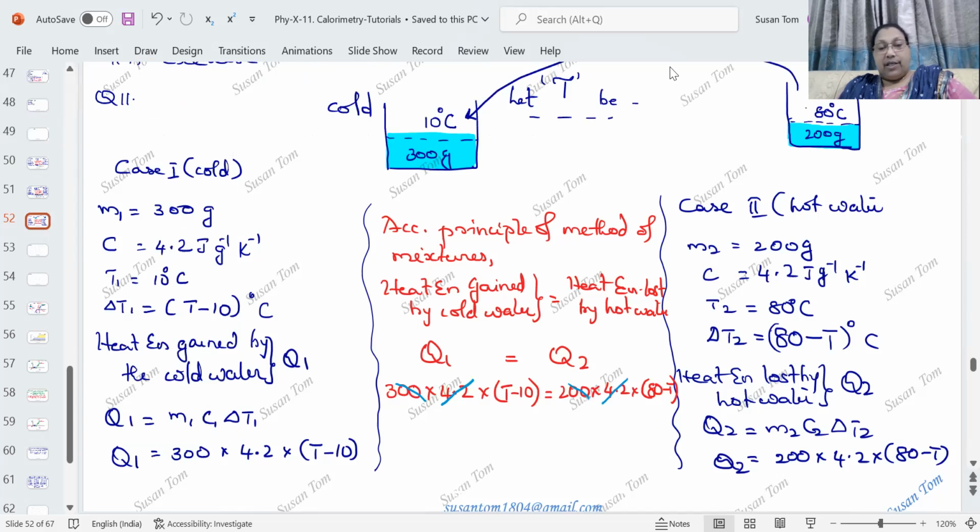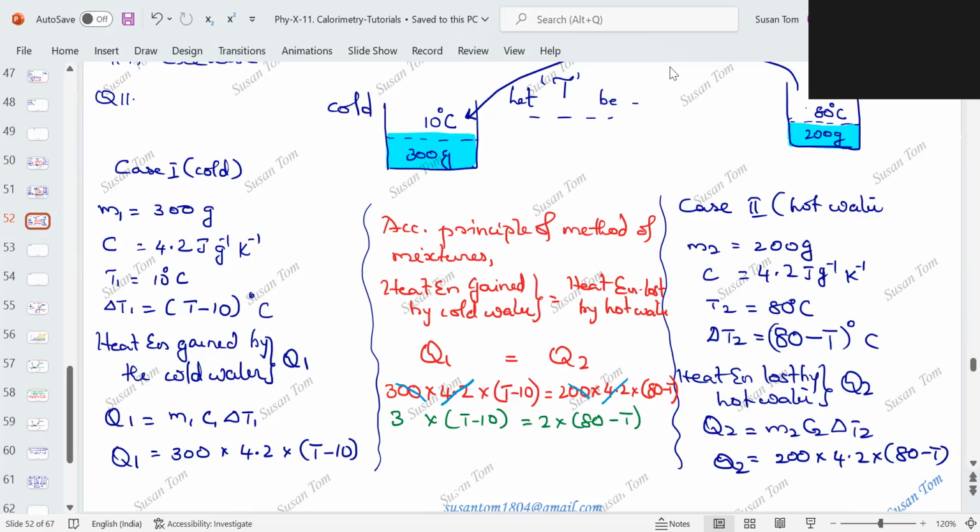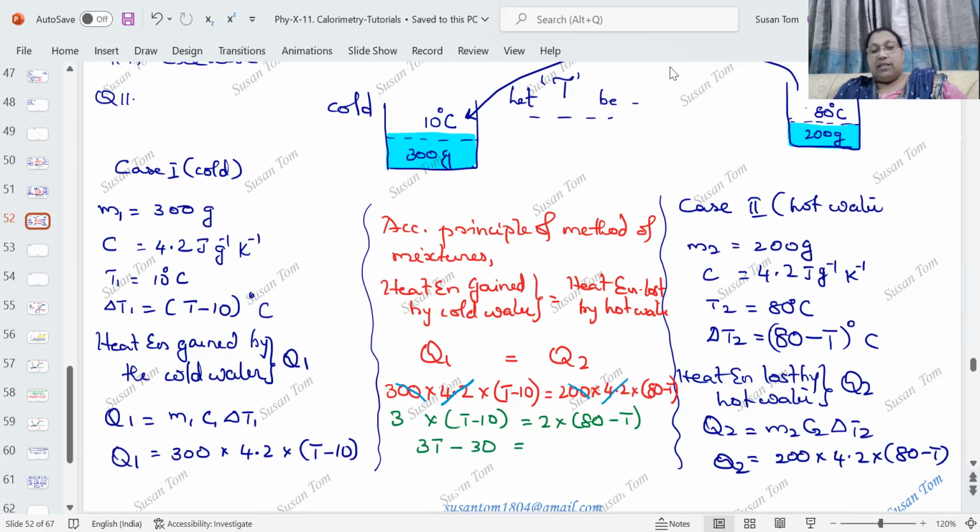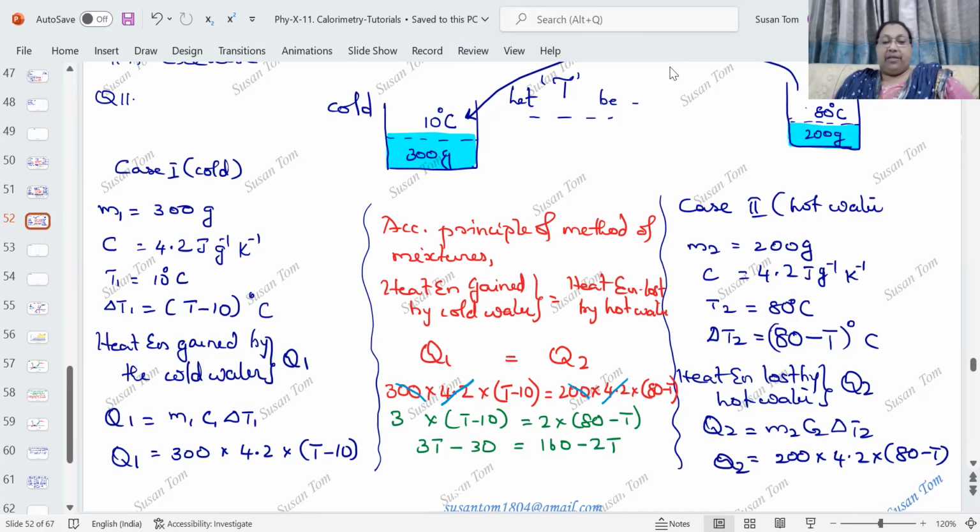Okay. This is 3. Don't forget. 3 into T minus 10 is equal to, here it is 2 into 80 minus T. Can you solve now? 3T minus 3 into 10 is 30 is equal to 2 into 8 is 160 minus 2T. Minus 2T you bring to the left side.